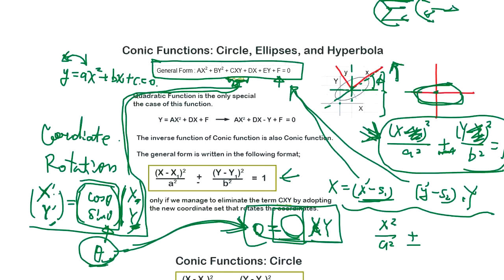Hyperbola is negative, ellipses positive, like this form. You get that?